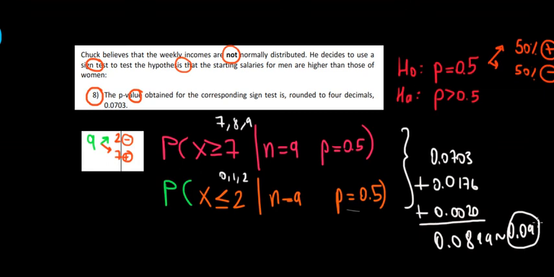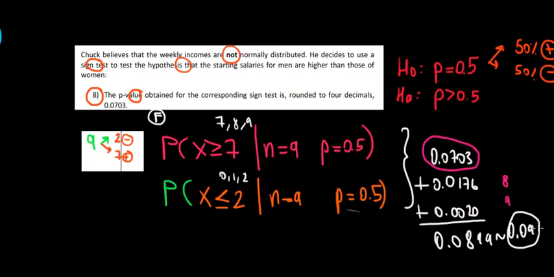So what we can see, the answer to this question is going to be false. It's not 0.0703. They only took one probability, you see. They only took this one, but we should add all of it. Because the question is not what's the probability of having exactly 7 positive differences, it's what the probability of having at least 7 positive differences. That's why we have to account for the probability of having 8 positive differences and 9 as well.